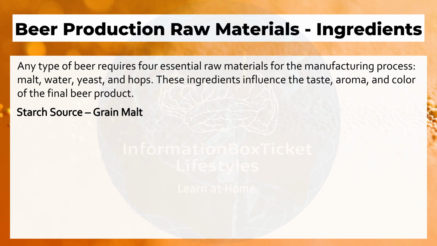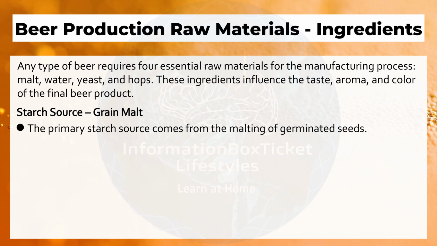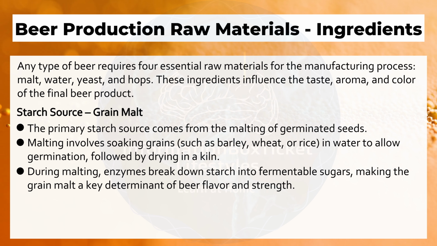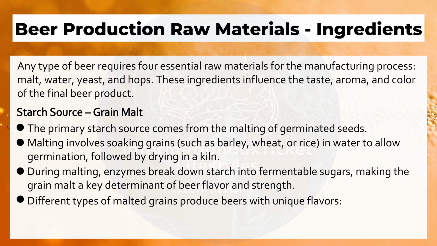Starch source: grain malt. The primary starch source comes from the malting of germinated seeds. Malting involves soaking grains, such as barley, wheat, or rice, in water to allow germination, followed by drying in a kiln. During malting, enzymes break down starch into fermentable sugars, making the grain malt a key determinant of beer flavor and strength. Different types of malted grains produce beers with unique flavors.